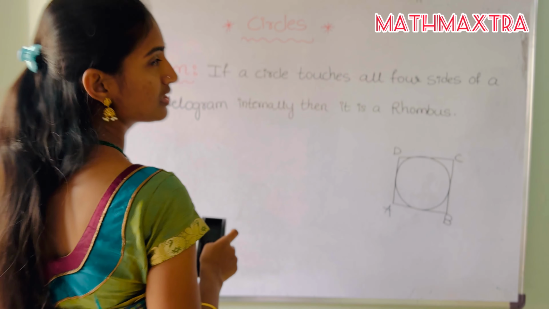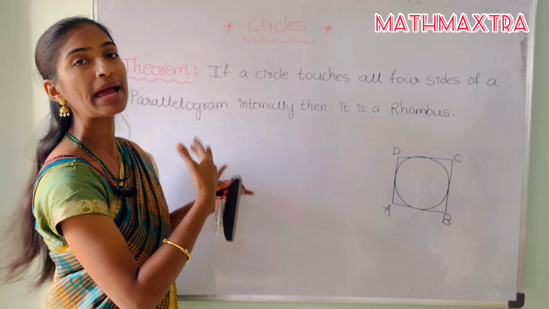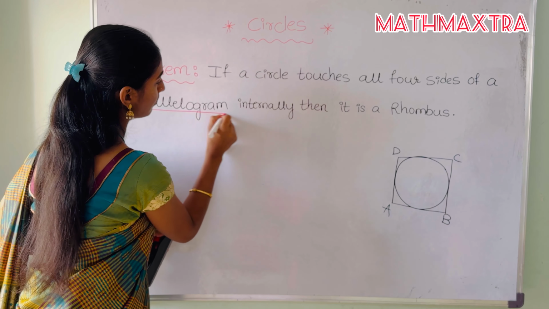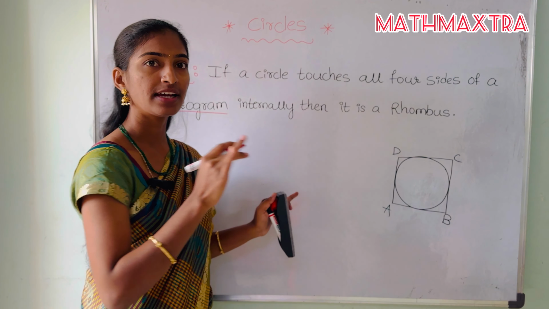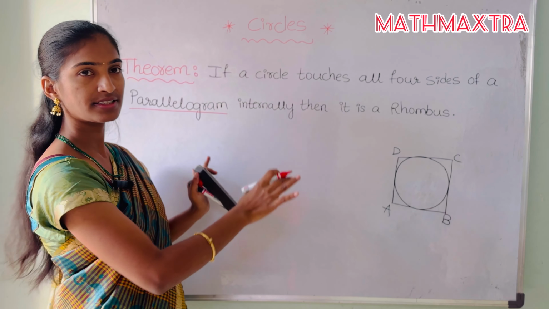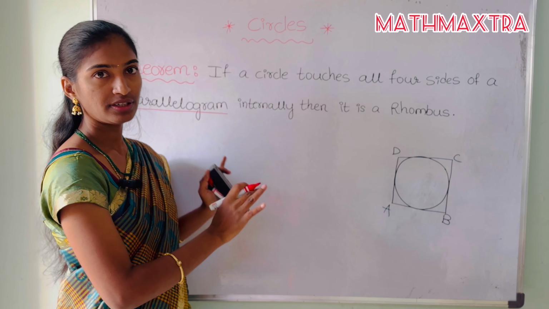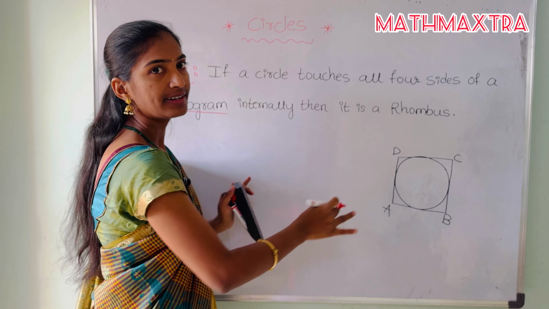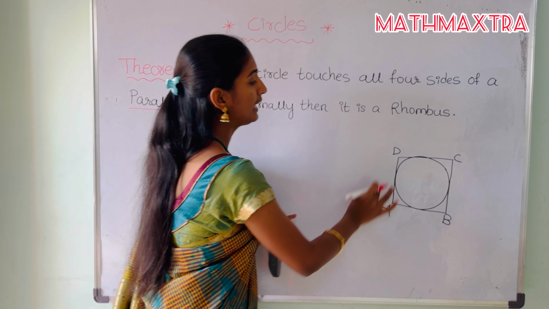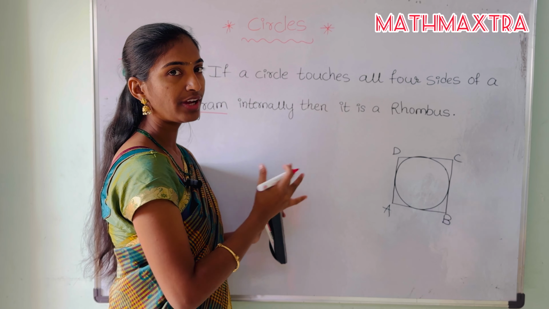Our next theorem: if a circle touches all the four sides of a parallelogram. Here he has given a parallelogram, whereas in the previous case it was a quadrilateral and we didn't know what type. In this theorem, he has clearly given that the quadrilateral is a parallelogram. If you draw a circle touching all the four sides of a parallelogram internally, then this quadrilateral automatically becomes a rhombus. That we have to prove.